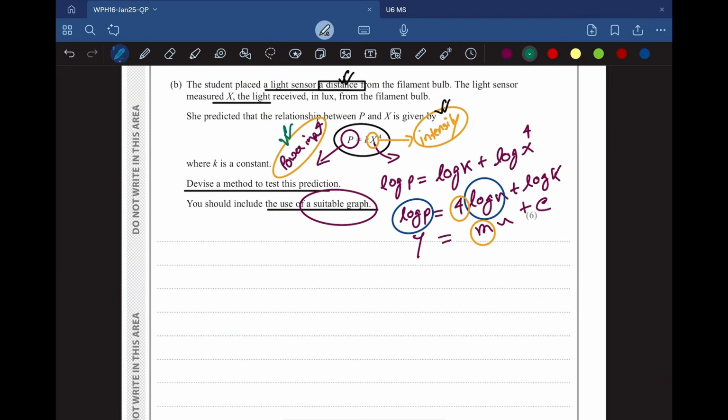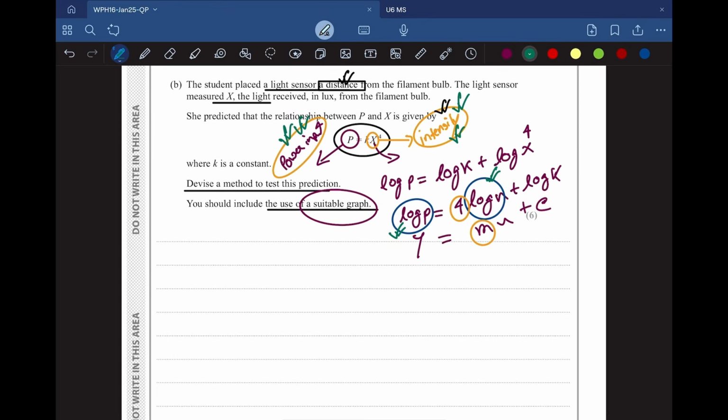Now we will vary the resistance. When we vary the resistance, the current in the circuit will vary, as we have seen in the previous part of this question as well. Then we will record at least 5 sets of intensity values for 5 different sets of power input. We will calculate how the intensity changes, and then draw a graph where log p will be my y-axis and log x will be my x-axis, and see whether it is a straight line or not.